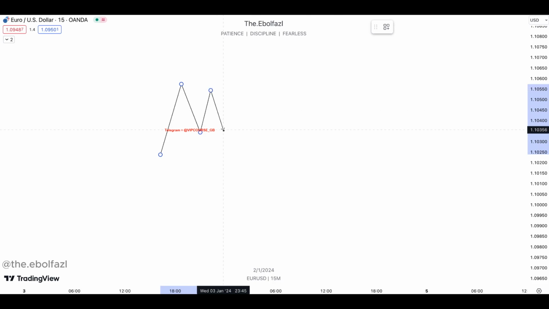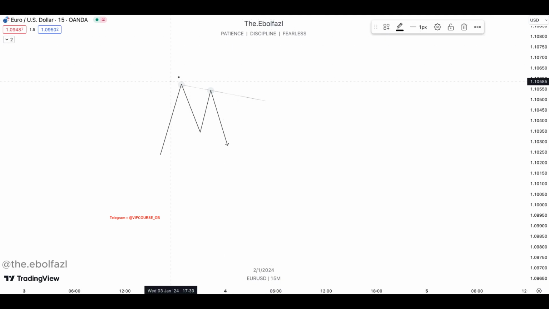The first thing you're going to see is the trend line respect. This trend line respect is so important for retail traders. You're going to see the first and the second: you're going to see the respect from this trend line twice. So this is so important.